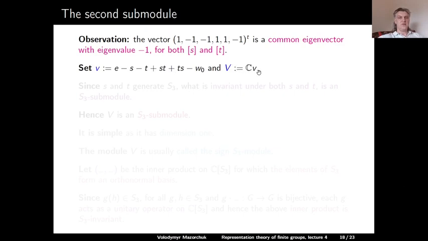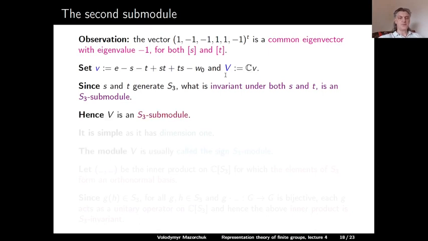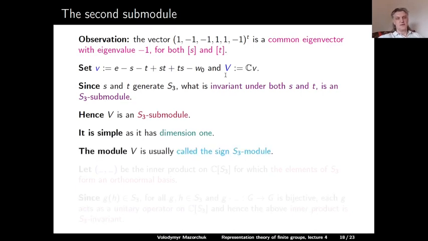So let V be the linear span of this element. We already know that it is an eigenvector for both S and T with eigenvalue minus 1. Since S and T generate S3, it follows that V is actually a submodule. So V is a one-dimensional S3 submodule. It is simple because it has dimension 1. And due to the signs appearing in the definition, this module V is usually called the sign S3 module.